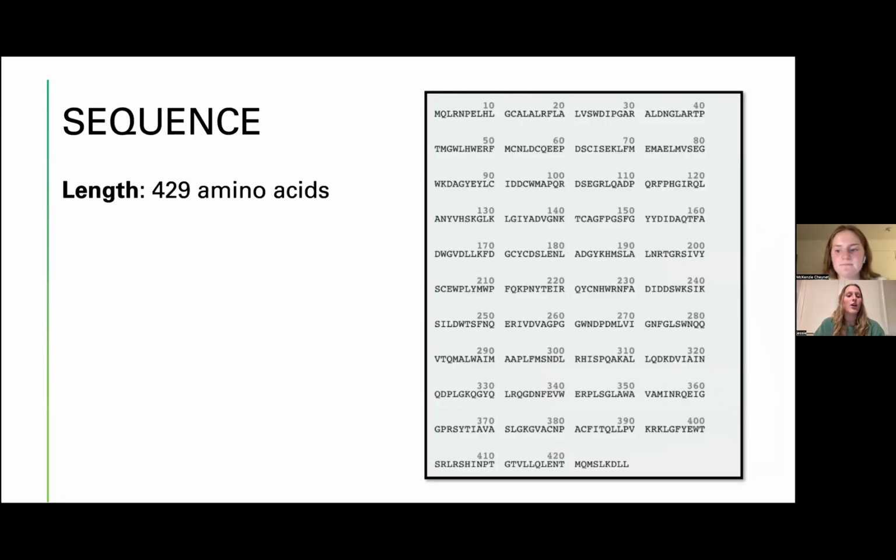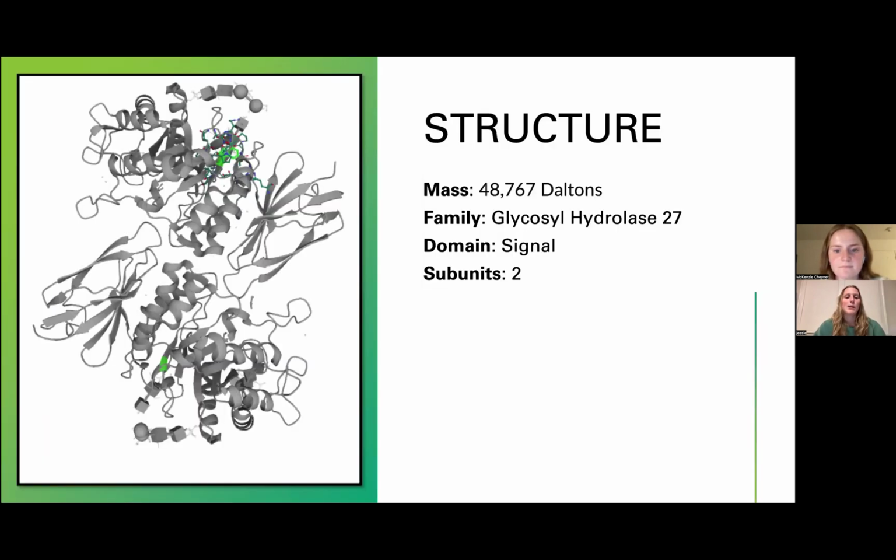So this is just an overview of our sequence. It's 429 amino acids long, but we're going to look at the structure in its folding. It has a mass of 48,767 Daltons. It belongs to the glycosyl hydrolase 27 family, and that family is known for catalyzing the hydrolysis of glycosidic linkages that result in hemiacetals or hemiketals, which we know as reducing sugars.